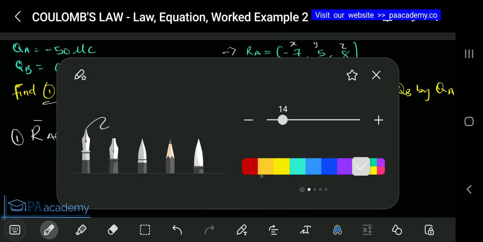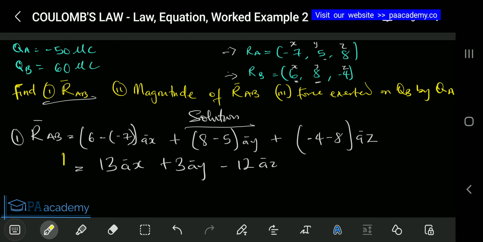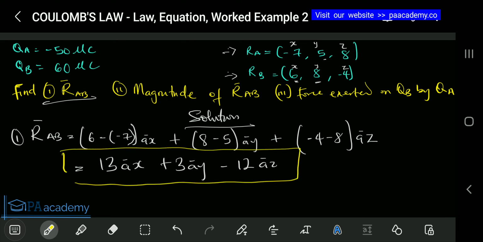With this, we've been able to complete the first part of the question, in which we were asked to find RAB, the vector AB.